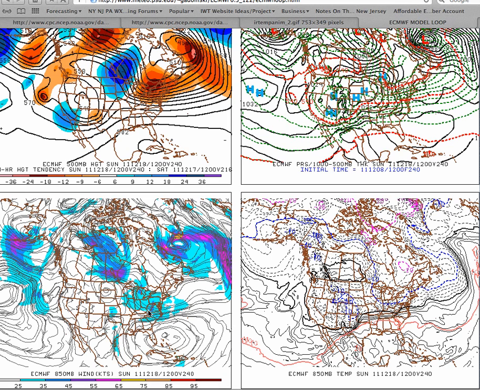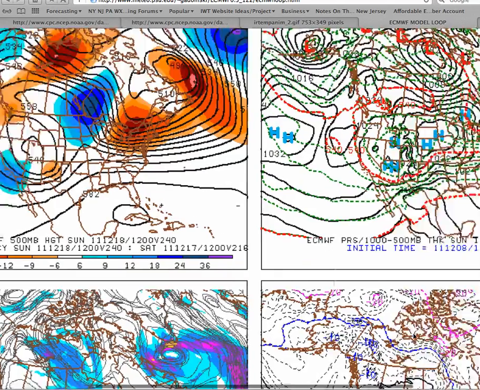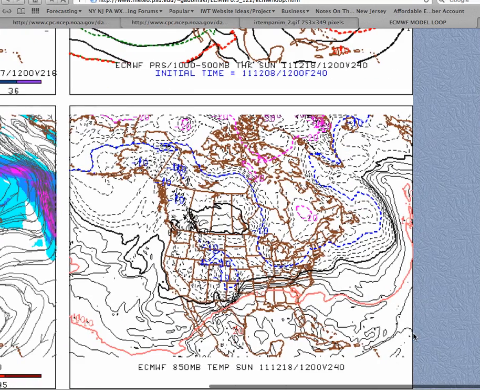We have these disturbances moving across, and let me zoom in here. Hopefully this works out here. Let me zoom in. Look at this thermal gradient. This is incredibly impressive, okay?